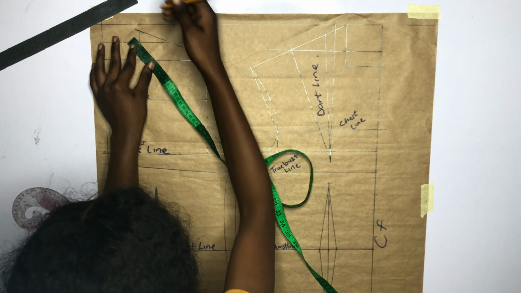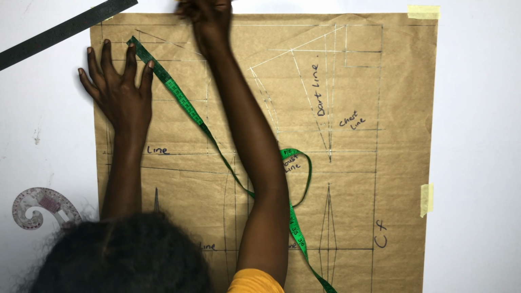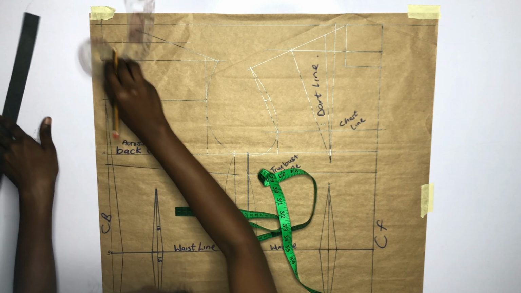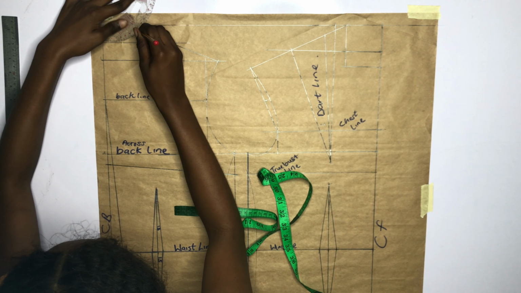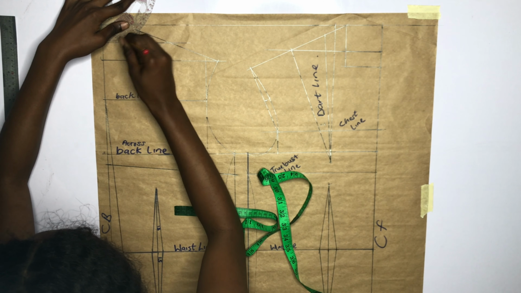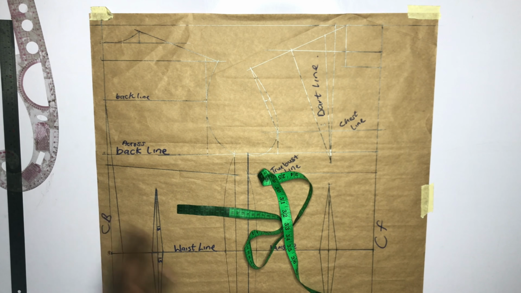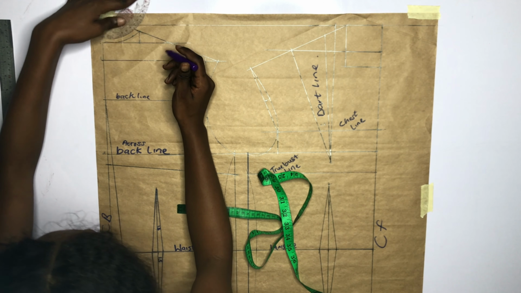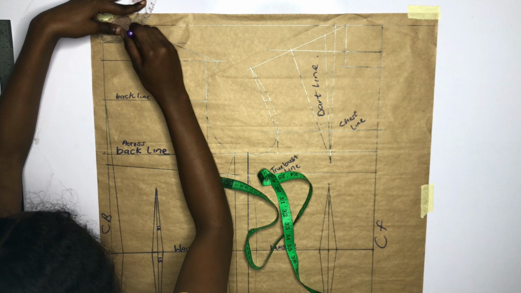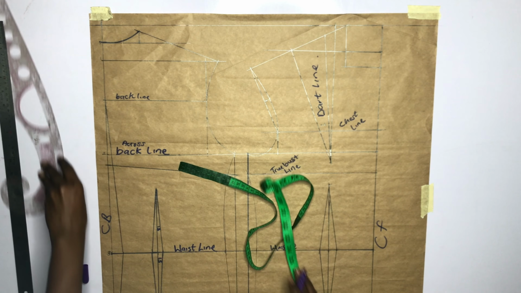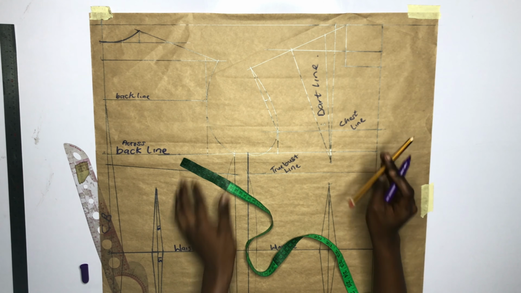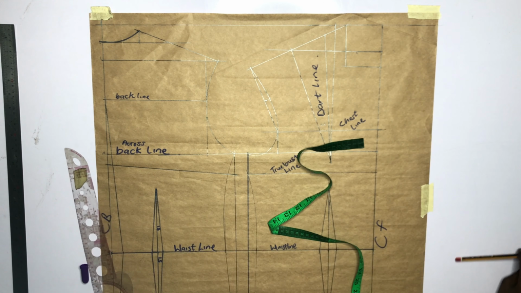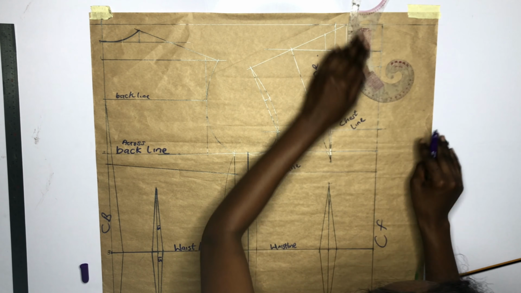On our neck at angle 45, we're going up by 1.5, and we're going to mark that out and use our French curve to connect our lines. For our front piece at angle 45, we're also going up by 3 cm. I'm going to mark that out and connect just like we did in our back pattern.